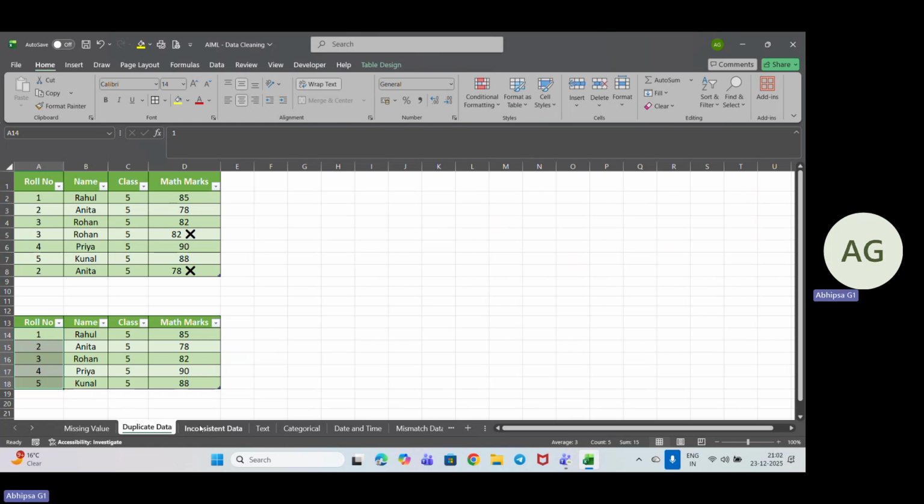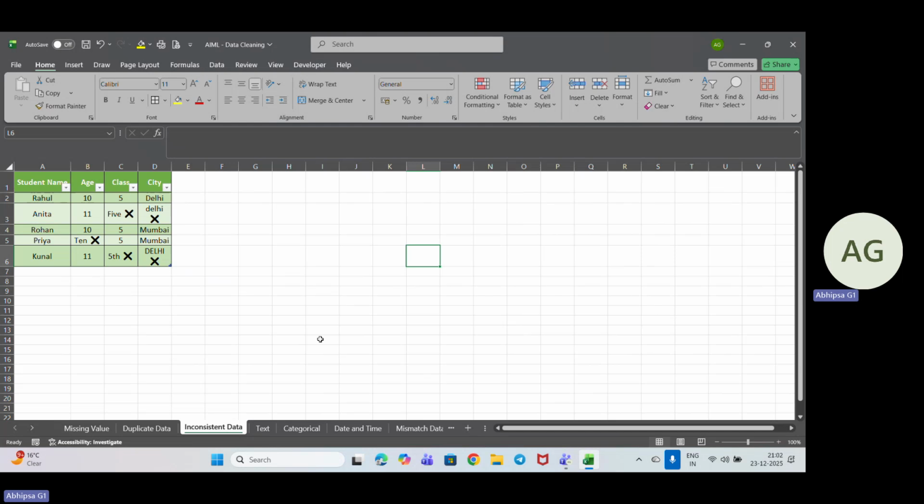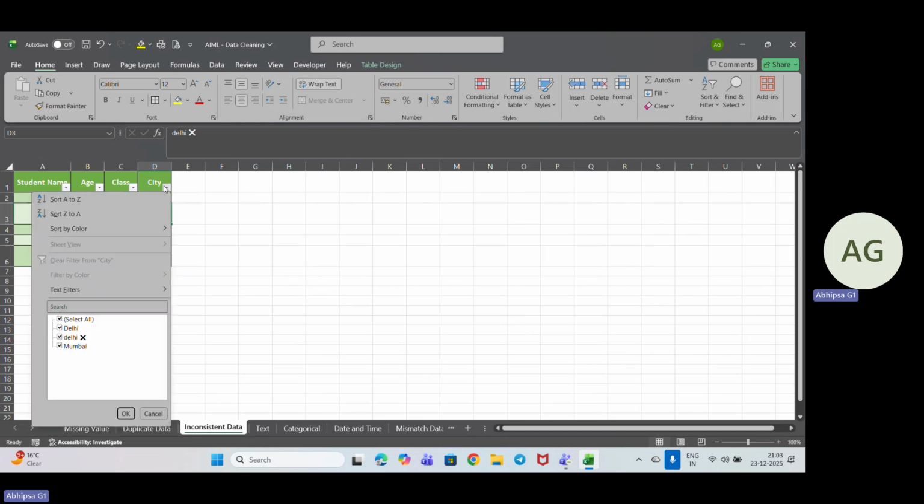Next, coming down, we have the inconsistency in the data. Inconsistency means some of the information is written in different forms, different spellings, different numbers or words maybe. So that is inconsistency in the data. Here you can see this Delhi and this Delhi have been written in different ways, so they will be taken differently.